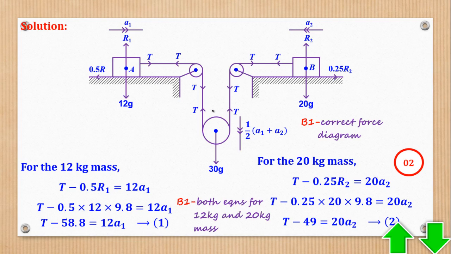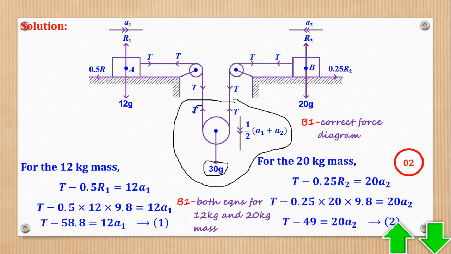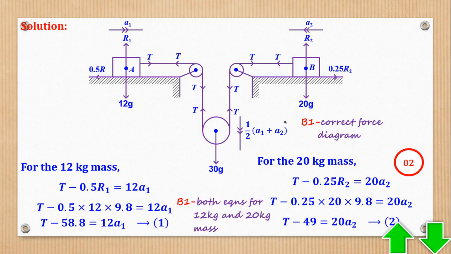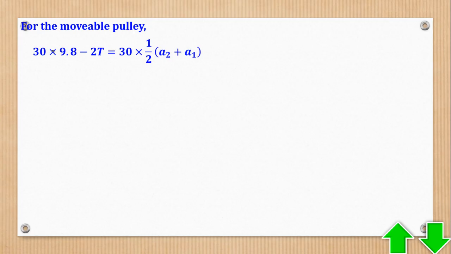Then next will be for the movable pulley, where we need these forces. So it will be 30G minus 2T is equal to 30 times a half in brackets A1 plus A2. So let's come and write it here. So we have that. Simplify to get that equation.